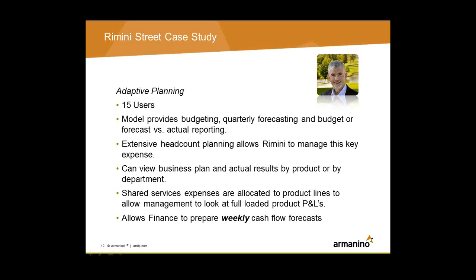Last year, they really started needing additional reporting capabilities as well as better forecasting and budgeting capabilities. So they decided to go with adaptive planning. You'll see why in a few minutes. Rimini Street has 15 users, and it's really enabled them to do very much on-demand budgeting, quarterly forecasting, reporting for budget versus actual. Allows them to do extensive headcount reporting.